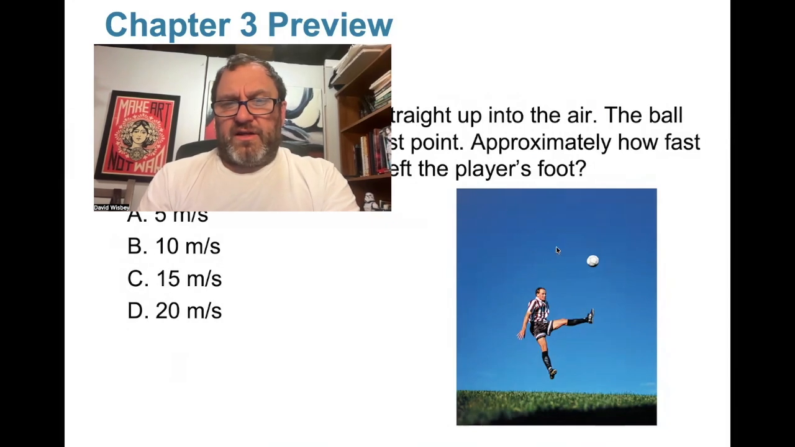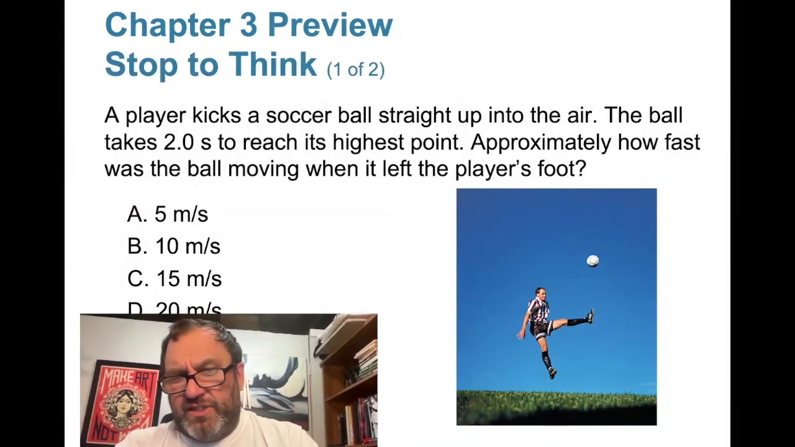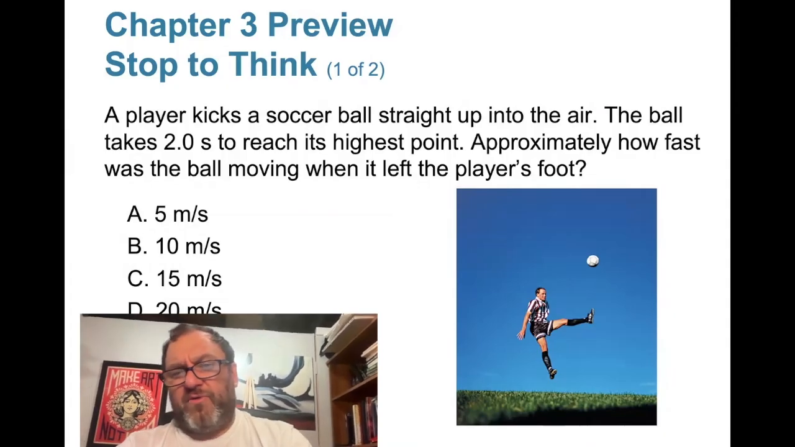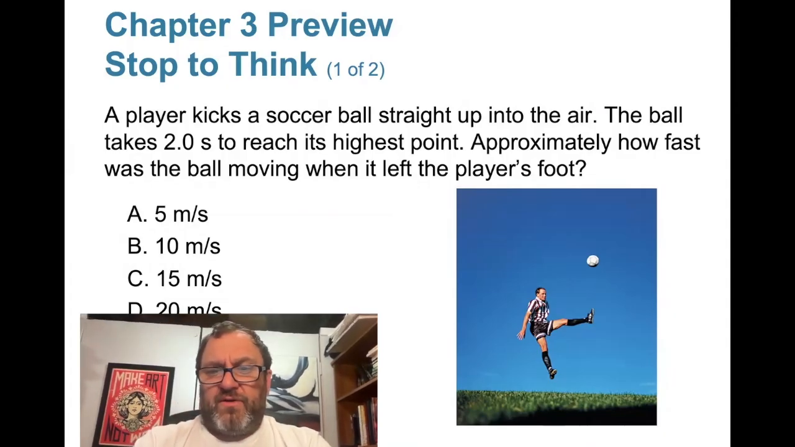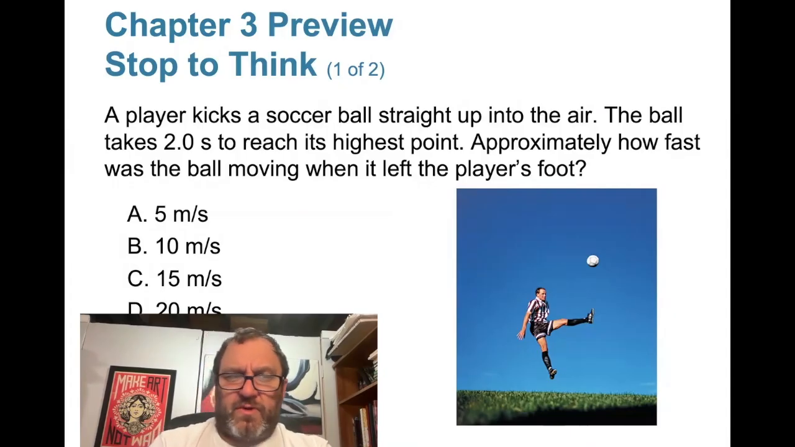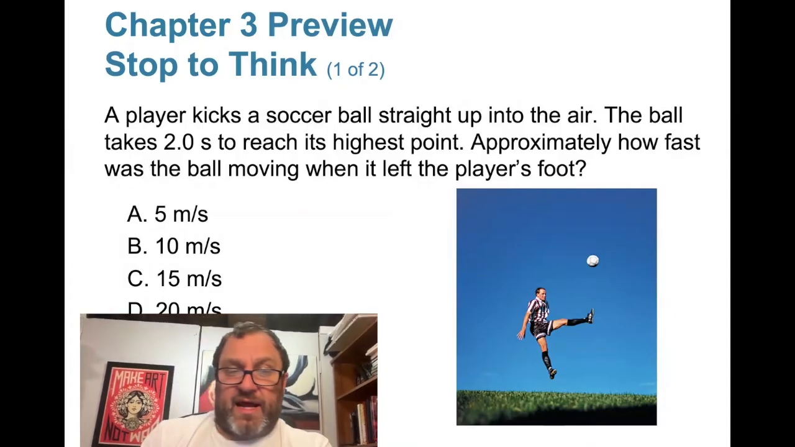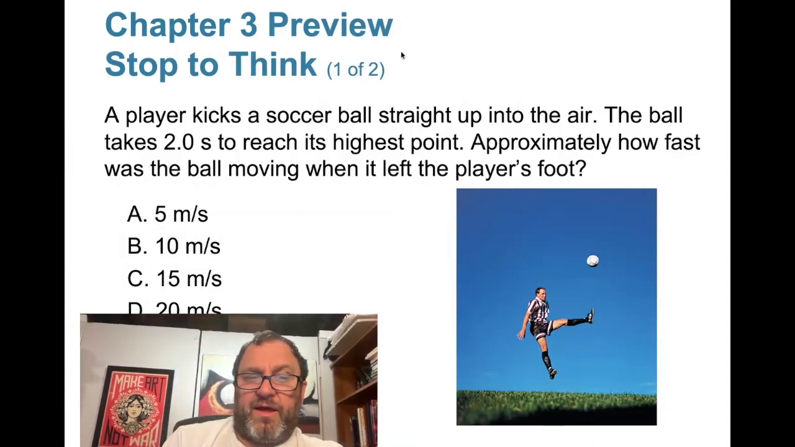Here's the question. A player kicks a soccer ball straight up into the air. The ball takes 2 seconds to reach the highest point. Approximately how fast was the ball moving when it left the player's foot? The ball takes 2 seconds to reach its highest point, so we have time, and we have acceleration. I think you're supposed to do this in your head, but I'm going to use paper.